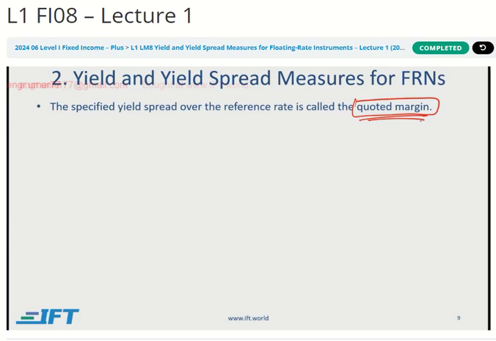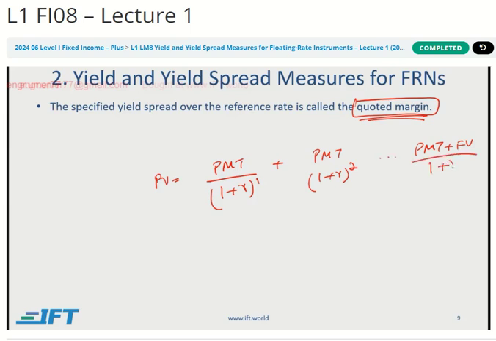Why? Because remember this formula: present value is equal to payment plus payment plus payment and plus future value, right? And this was divided by 1 plus r to the power 1, and then this was 1 plus r to the power 2, and then dot dot dot, and then this was 1 plus r to the power n, right? And this is payment n.